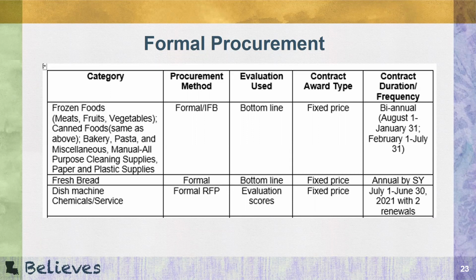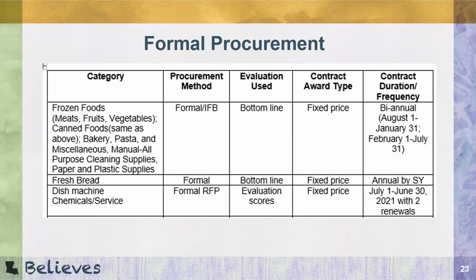Now, any of these categories could have been broken up. There are some folks that will do a formal procurement for meat, and then do a formal procurement for frozen fruits and vegetables, or frozen and canned. So you can procure in any categories you want. Just make sure that you tell every single vendor how you plan to award this bid.